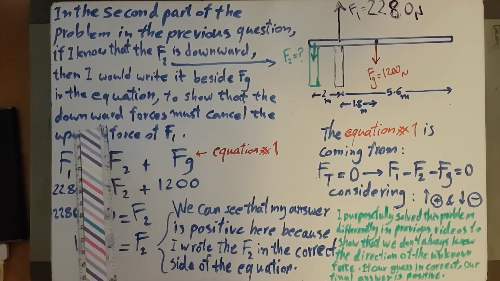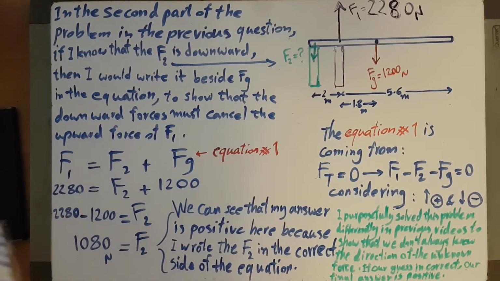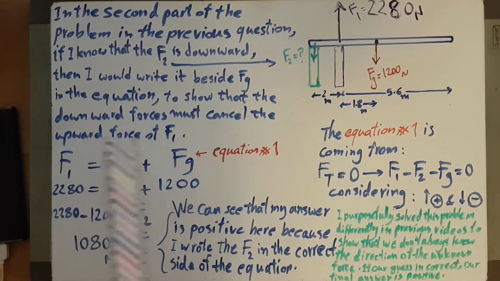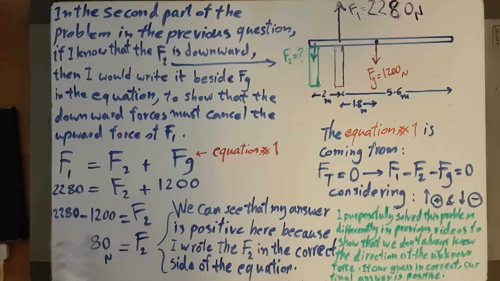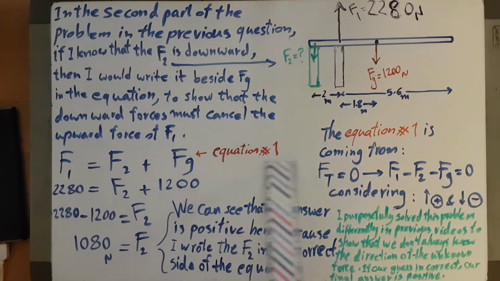To show that downward forces must cancel the upward force of F1. So F1 is on one side and these are on the other side. And then I will substitute and my answer would be the same number but positive. We can see that my answer is positive here because I wrote the F2 on the correct side of the equation, in this equation number 1.